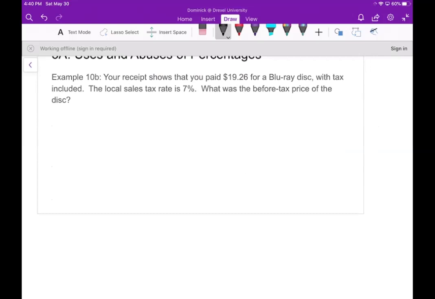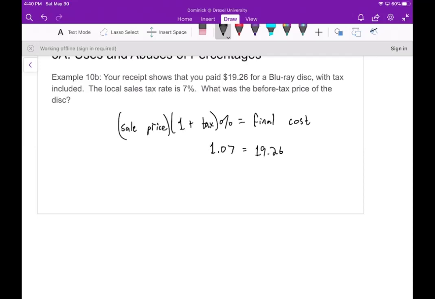Well, we need to use the same equation that we used before. We want to know that the sale price times 1 plus the tax percent is equal to the final cost. Now here we know the final cost is $19.26. And of course, since the sales tax is 7%, we have a 1.07 here. And then the sale price is what we don't know.